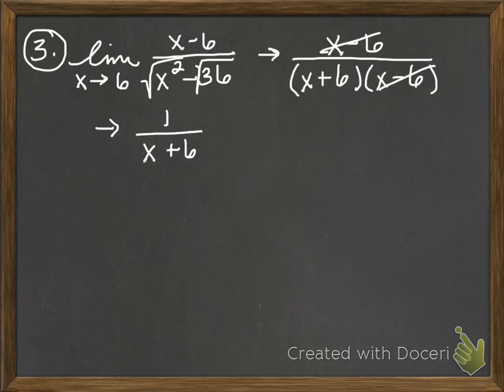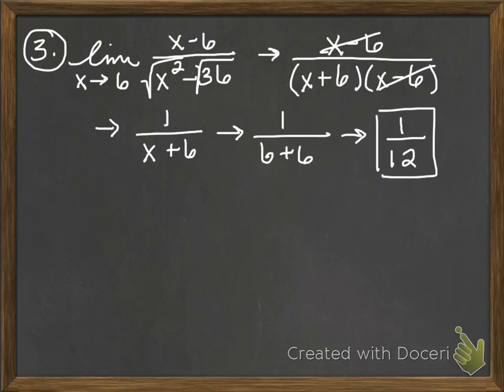Let's try to plug in 6 again, because that's what I'm approaching, that's what my limit is going towards, to see if I get a numerical answer. And I'm going to have 1 divided by 6 plus 6. So sure enough, this is going to give me a numerical answer. I don't have 0 in the denominator anymore. And my answer is going to be 1/12. So there you go. That's how you do limits by factoring, and that will conclude this tutorial.